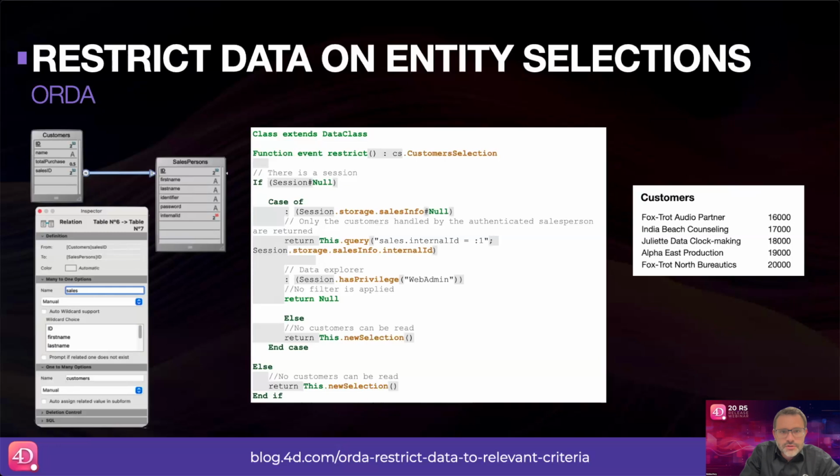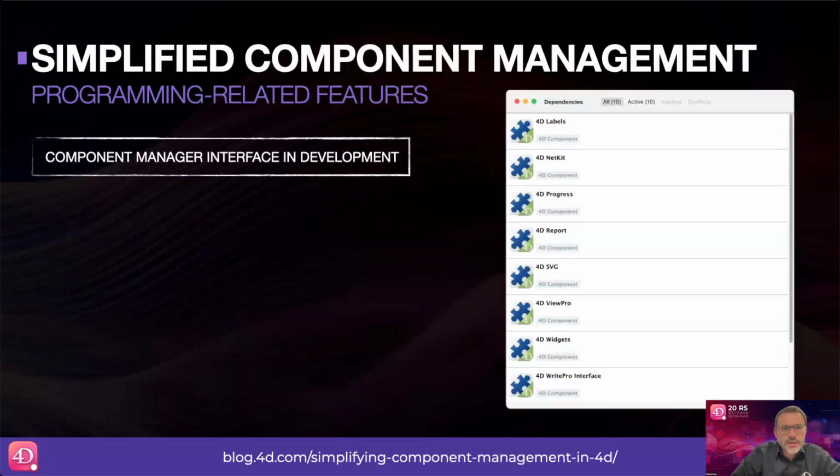So let's continue with the simplified component management, a great new feature that we are starting. 4D 20R5 brings this feature that simplifies component management. We call it project dependencies. You no longer need to store project components in a component folder. Instead, this feature uses dependencies.json and environment4d.json. Those are two new files that you will find in your 4D project, and it gives developers a clearer insight into their application dependencies and the ability to customize their component path.